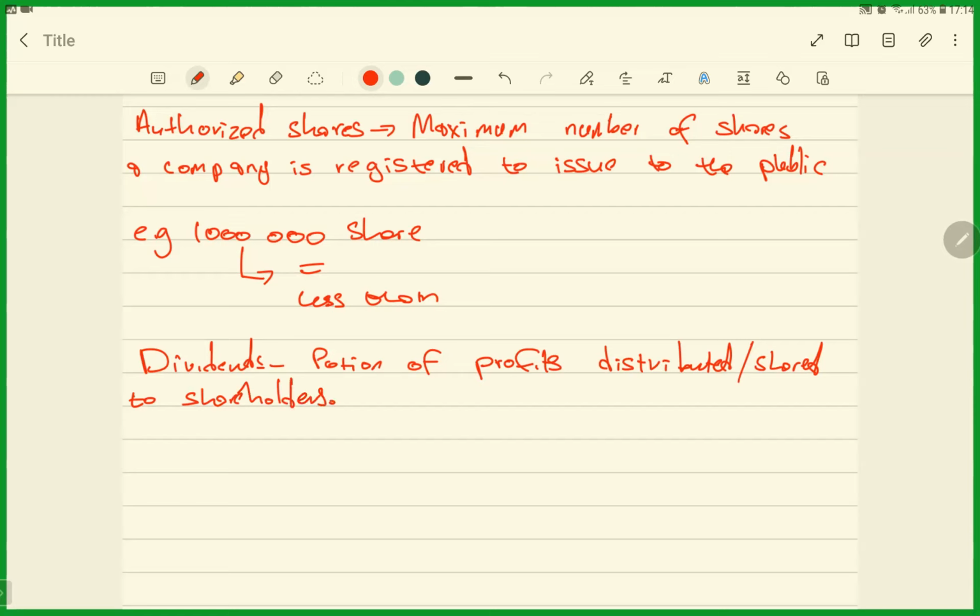Now we have two types of dividends. Firstly, we have the interim dividends. When we talk about interim dividends, we are talking about paid dividends. These are the dividends that are declared and paid during the financial year.